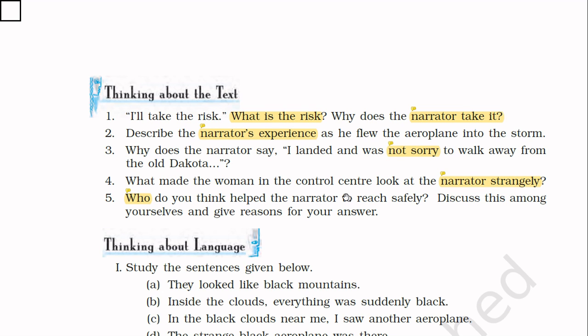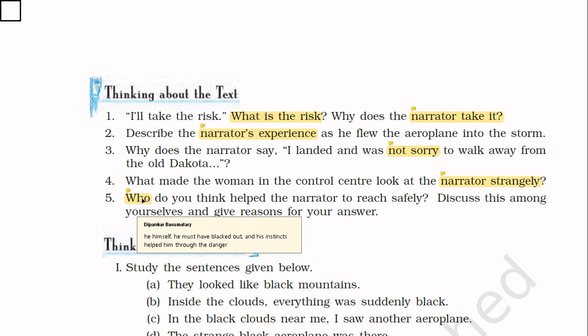What made a woman in the control center look at the narrator strangely? Why did a woman at the ATC look at the narrator strangely? Because of his strange questions, because of his strange story, maybe. He must have told the story to her. And there wasn't any other plane flying that night in the storm. There was a storm up, and that is why when he asked her these questions, she found him strange. Because who would take the risk of flying in that storm? That is why she gave him a strange look.